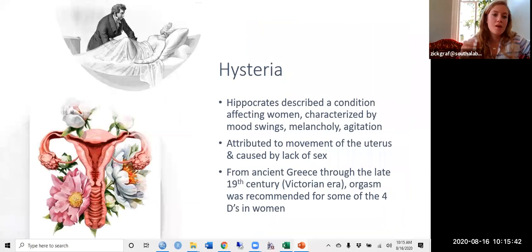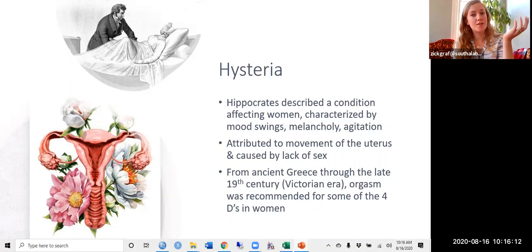Another biological theory of psychopathology was that psychopathological behavior had its origins not in the balance of humors in the body, so not in these fluids that are kind of running through our bodies, but in a specific organ, the uterus. All the way going back to Hippocrates, physicians described a disorder that affected women. It was characterized by mood swings, emotionality, anxiety, physical symptoms like headaches and fatigue. And again, emotional symptoms like anxiety, melancholy, agitation.